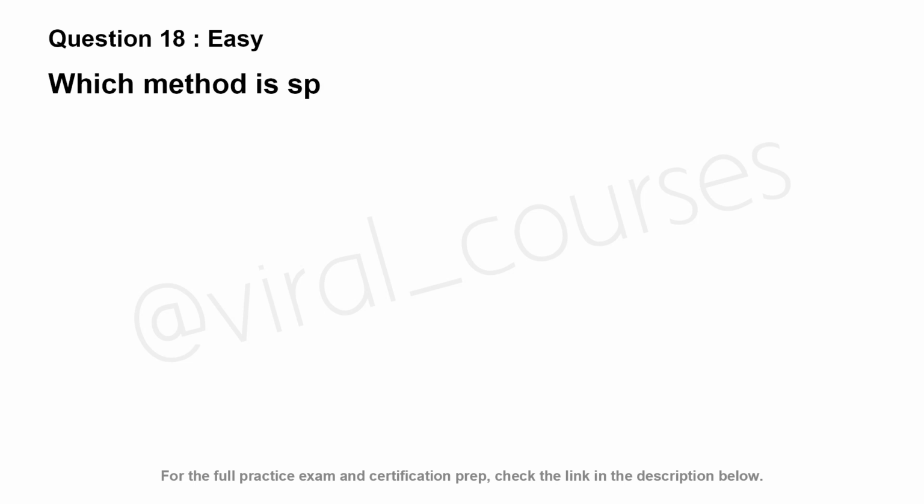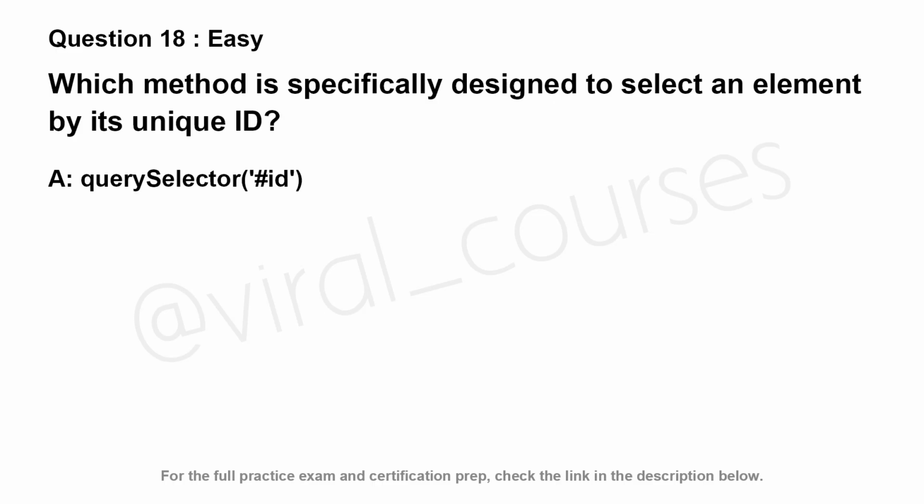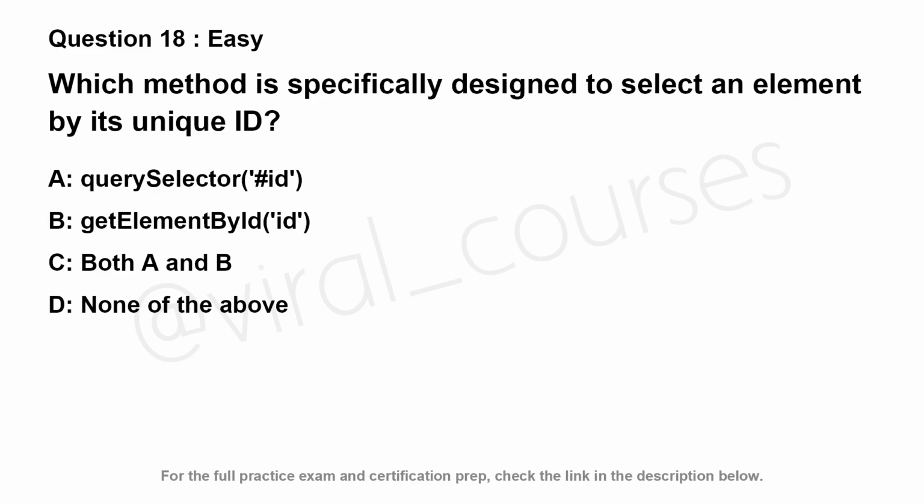Which method is specifically designed to select an element by its unique ID? Option A, querySelector('#id'). Option B, getElementById('id'). Option C, both A and B. Option D, none of the above.